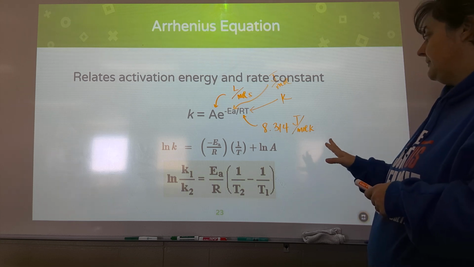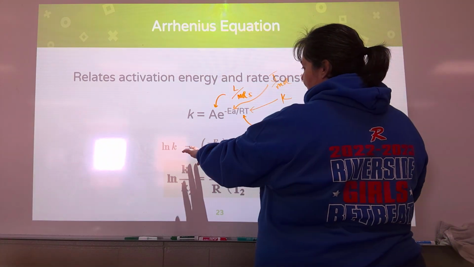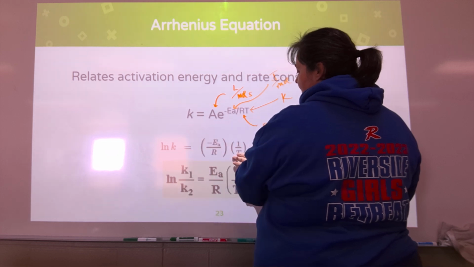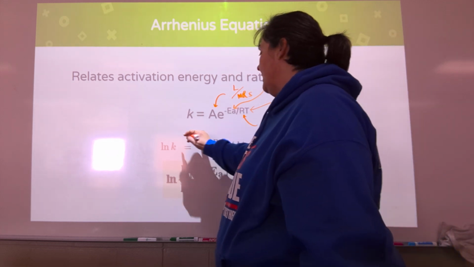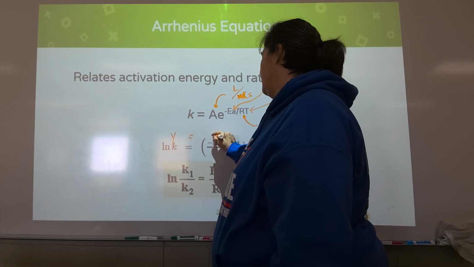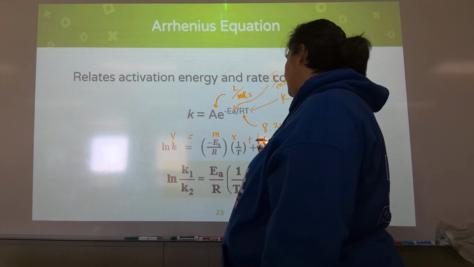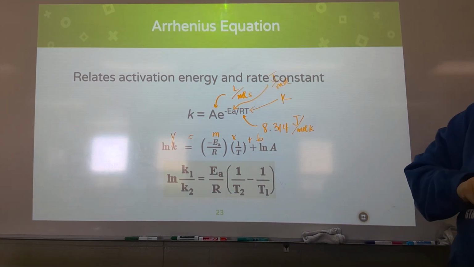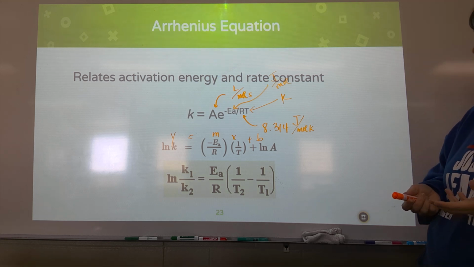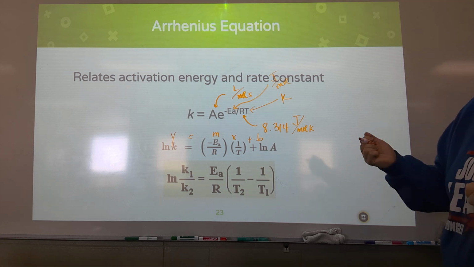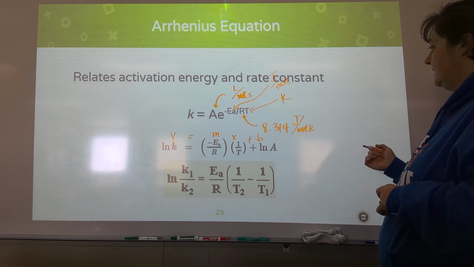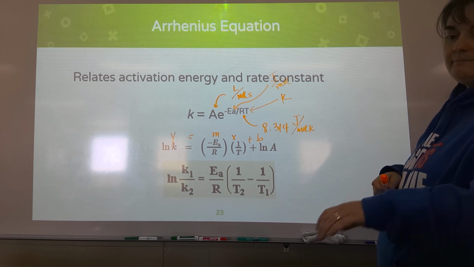I do want to point out, though, that once we took the natural log of this entire equation to get this form of it, we can graph this, and we get y equals mx plus b. So we have another equation that is linear that we could graph and look at the relationship. We'll do that on the example coming up.